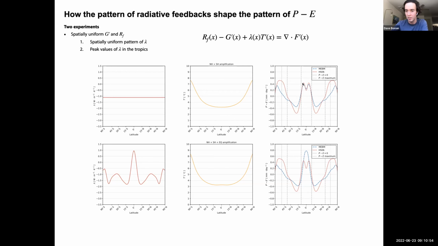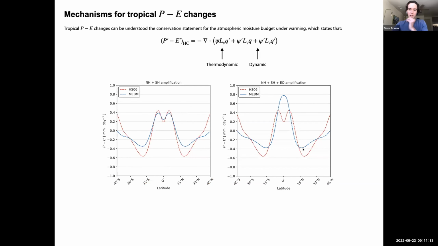scaling and the energy balance model in the deep tropics, but they diverge in the polar regions, which we can talk about later. But if you look at the tropics of the feedback pattern where the feedback is more narrowly peaked, you see an increase in P-E on the equator and a narrowing of the ITCZ region. What's really neat about the energy balance model is it's quite simple to understand.